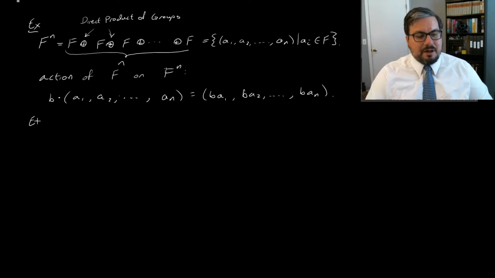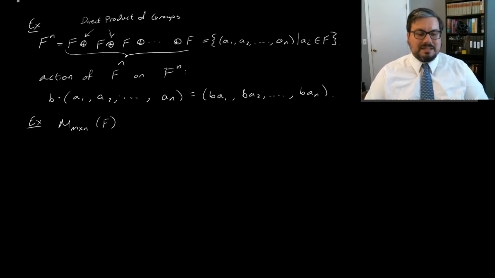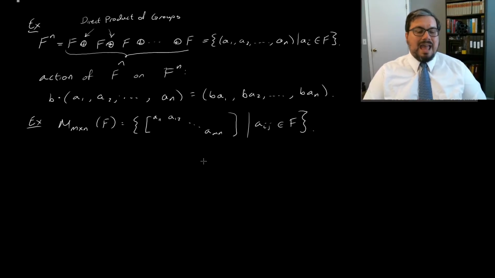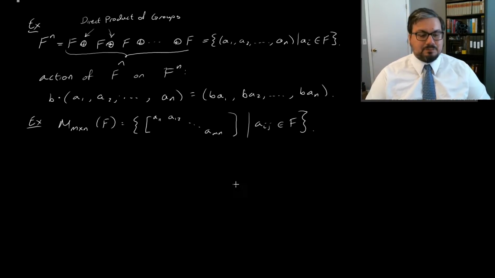Now, there are lots of other examples that we can have. We can look at the set of m by n matrices with elements in F. So this is the set of all matrices of the form A11, A12, down to AMN, where all the aij's come from F. Now, the set of m by n matrices is a group under addition. Multiplication is not even defined on this if m and n are different sizes.